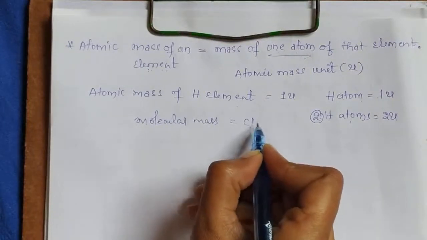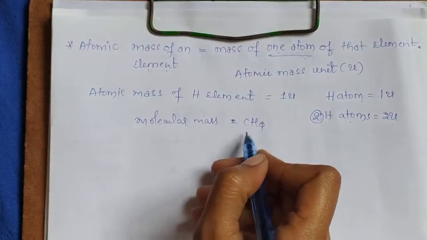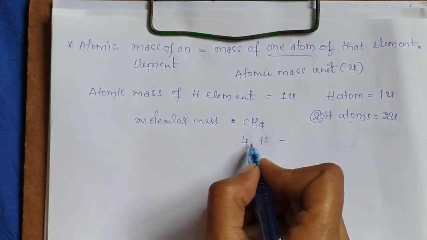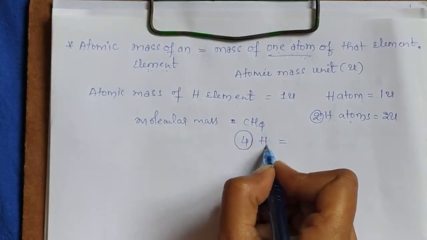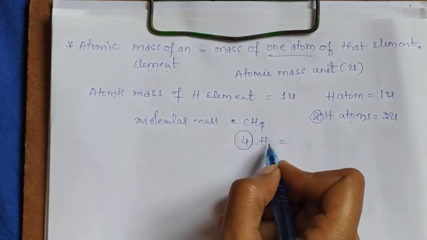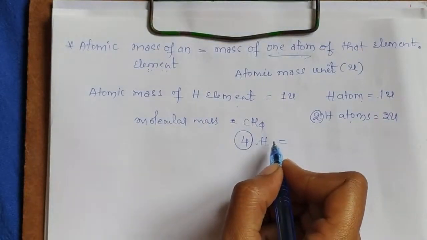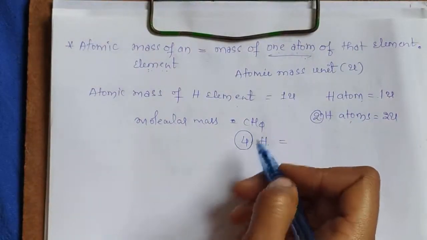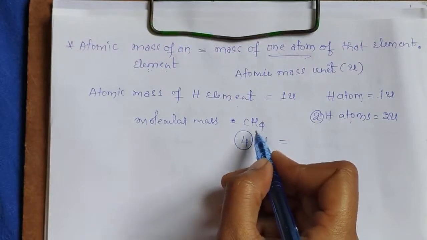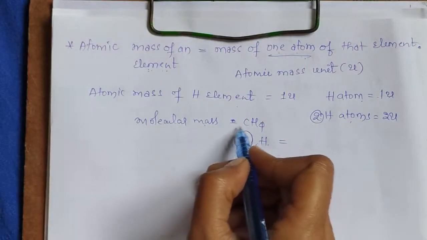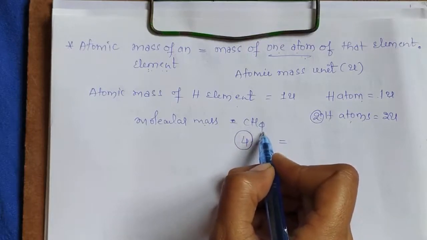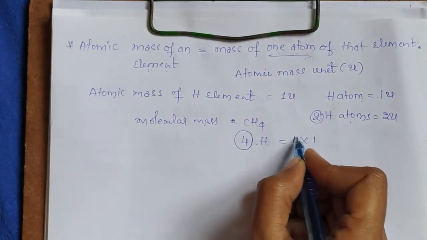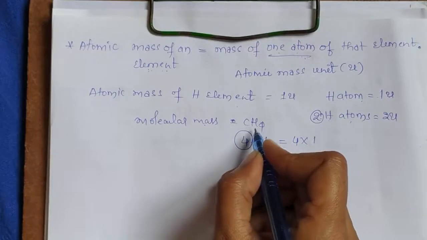While calculating the molecular mass, for example methane CH4, see here, in this case 4 hydrogen atoms are there. So we have to multiply this 4 with the atomic mass of hydrogen. If anyone asks you what is the atomic mass of hydrogen, you will say that atomic mass of hydrogen is 1 atomic mass unit. But when they ask you to calculate the molecular mass of methane, 4 hydrogen atoms are there. Therefore we have to multiply atomic mass of hydrogen, that is 1, with the number of hydrogen atoms present in a particular molecule.